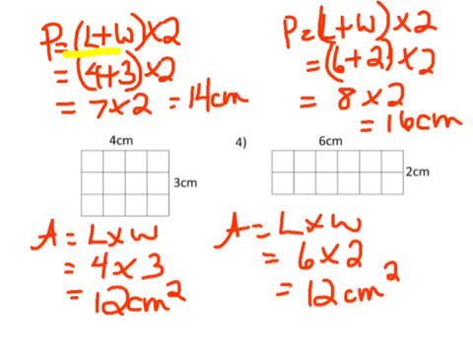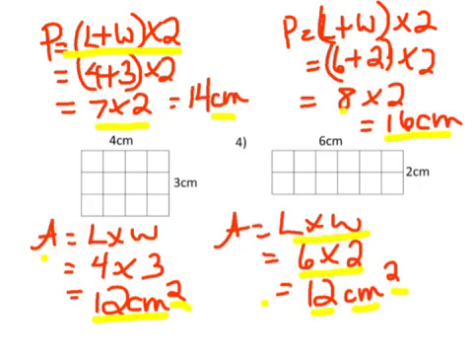Again, perimeter equals length plus width times 2. So 4 plus 3, which is 7, times 2 gives us a perimeter of 14 centimeters. The area for the same rectangle, length times width, 4 times 3 is an area of 12 centimeters squared. Taking a look at the second rectangle on this page, again, perimeter, length plus width times 2, so 6 plus 2, which is 8, 8 times 2, which is 16, so 16 centimeters for the perimeter. Taking a look at the area, length times width, 6 times 2, which is 12 centimeters squared for the area.